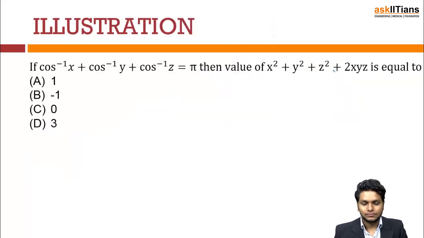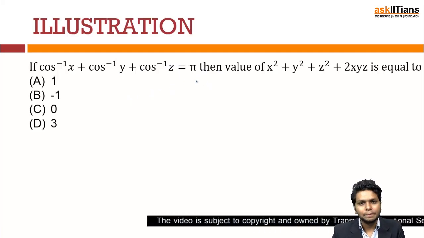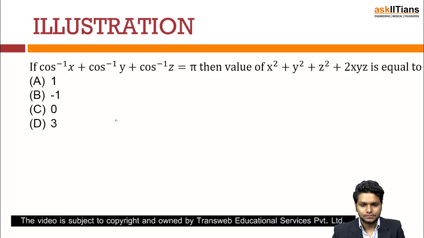Moving further, let's solve a question. Let's see what will happen onto this. We have been given that cos inverse x plus cos inverse y plus cos inverse z is equal to pi. Now I need to find out the value for x square plus y square plus z square plus 2xyz.